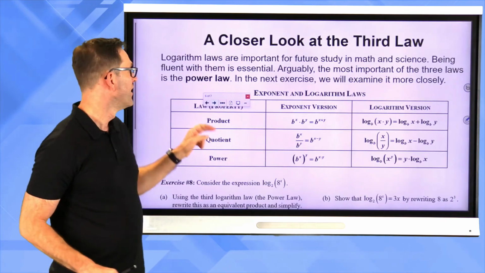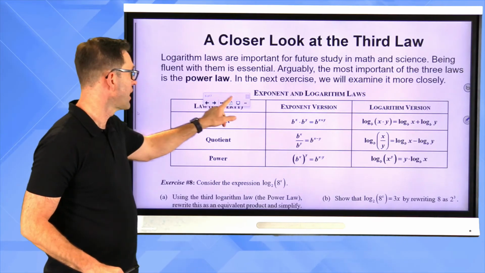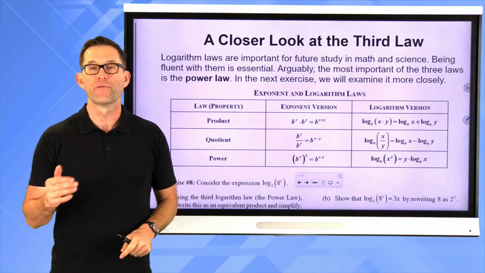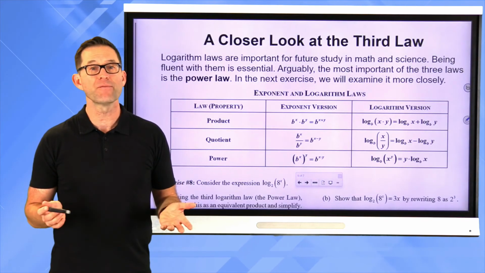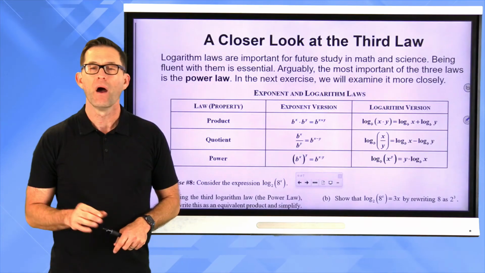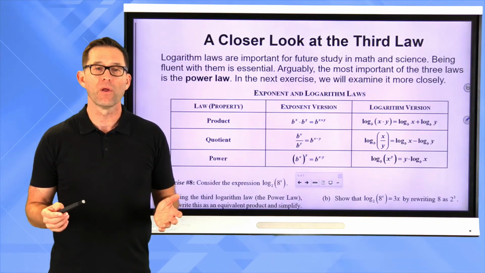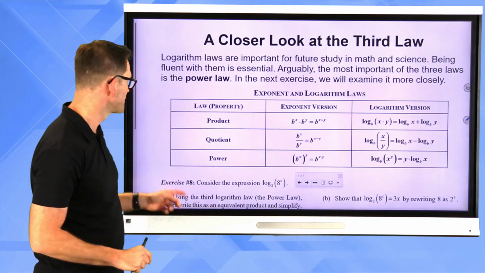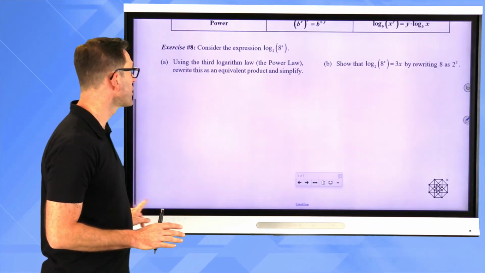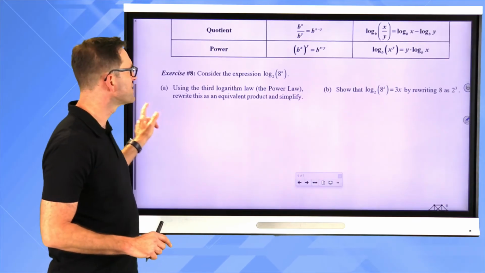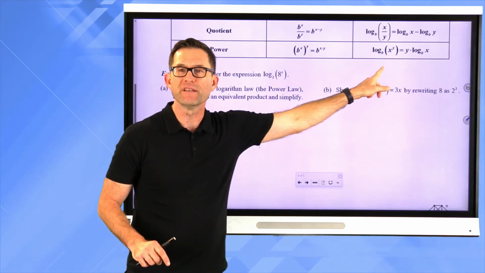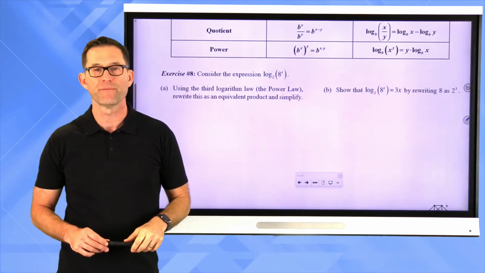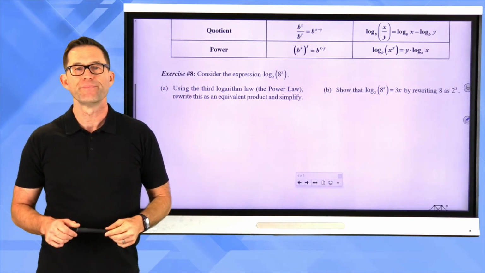So let's take a closer look at the third law. Logarithm laws are important for future study in math and science. Being fluent with them is really quite essential. Arguably, the most important of the three laws is the power law. In the next exercise, we will examine it just a bit more closely, because it is kind of the most mysterious of them all, right? This law that says, if I take the logarithm base b of something raised to an exponent, I can literally bring that exponent out.